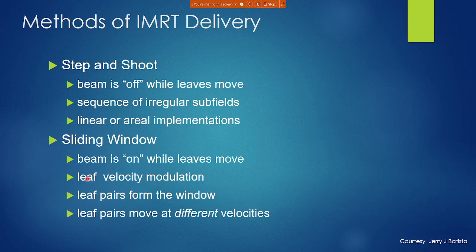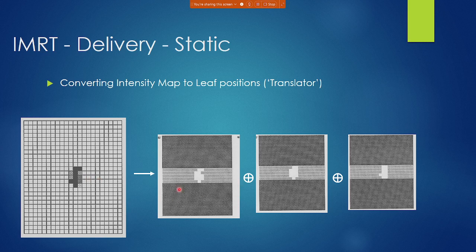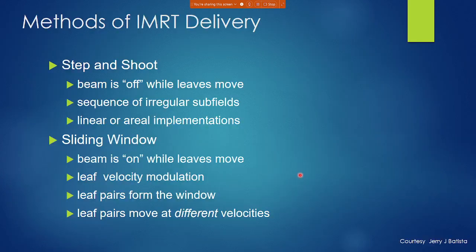As I said earlier, there are 2 methods. One is step and shoot IMRT. The other one is sliding window IMRT. Step and shoot IMRT is where the multi-leaf collimators go and generate a shape like this, and then the beam comes on and this is delivered, and the beam stops and the next shape is formed and the beam comes on and delivered. So it is step and shoot, and while the shape is being made, there is no radiation, right? So the beam is off while the leaves move. Sequence of irregular subfields, linear or areal implementation.